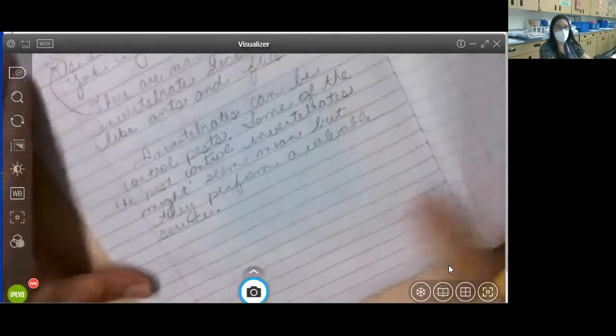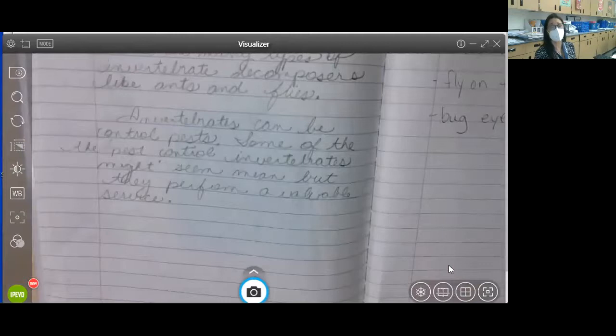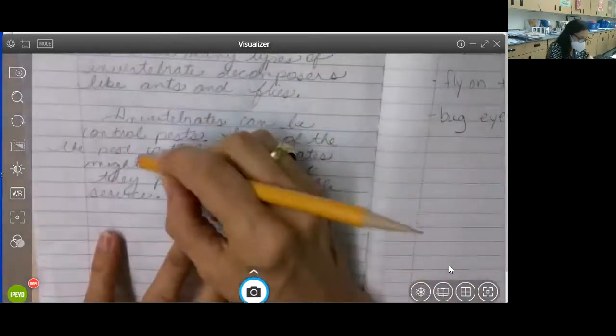Okay, so here you're like, what is this paragraph about? Well, it's about how invertebrates can control pests. Really? What do you mean? And some of the pest control invertebrates might seem mean, but they still perform a valuable service.